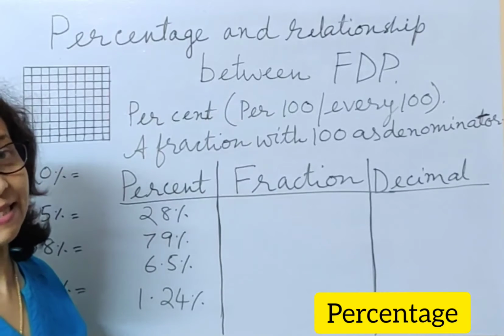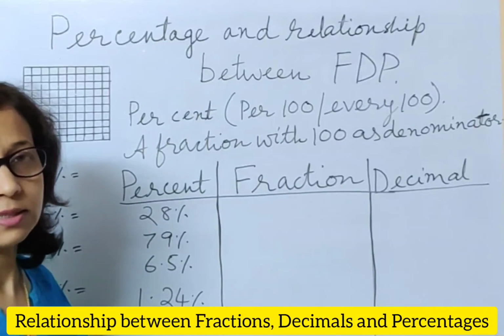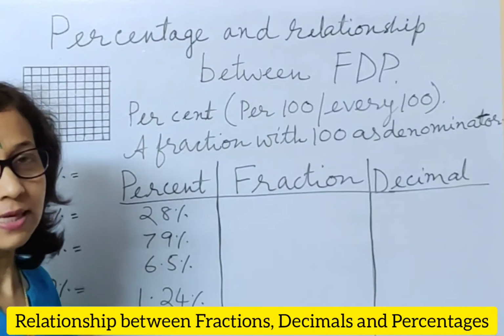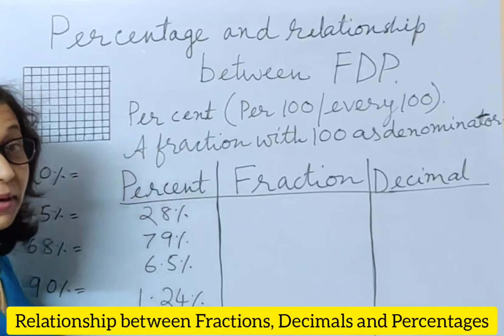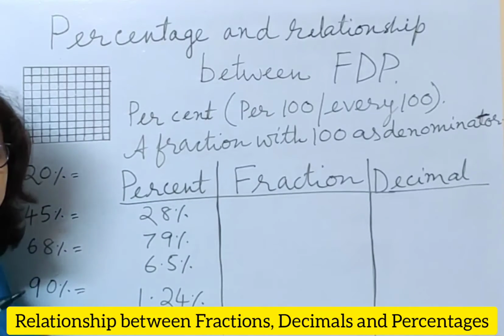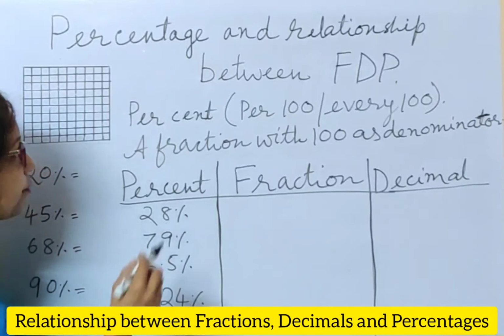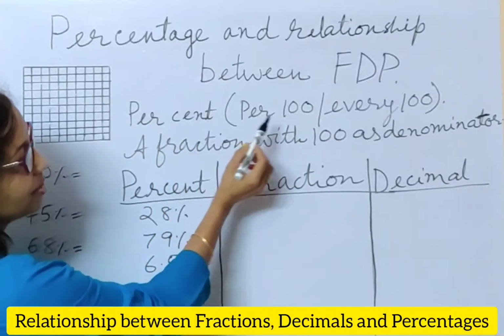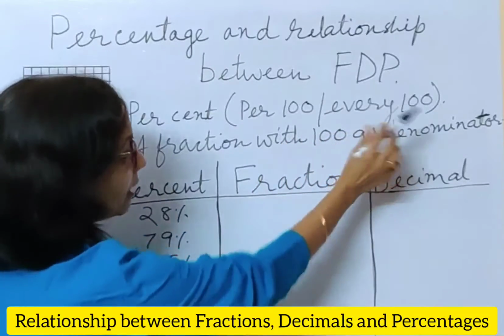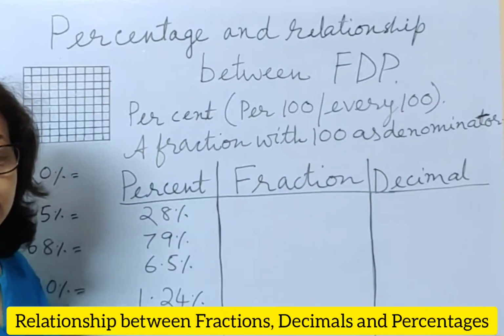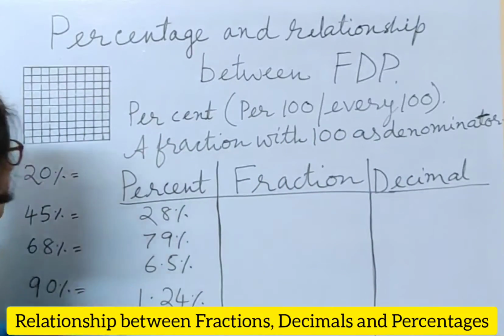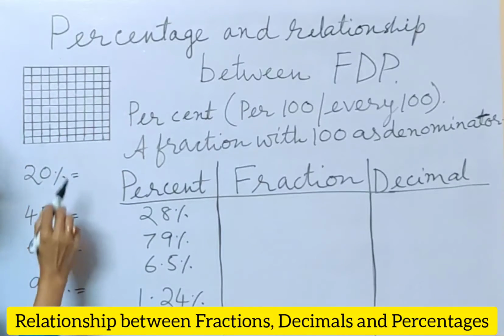What is percent? What do you mean by cent? Most of us, everyone knows, cent means 100. Percent, so per 100, every 100 or out of 100. So percent means per 100 or every 100. So what is every 100? Let us understand with this square grid of 100.